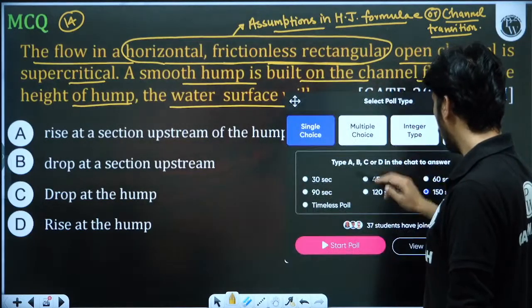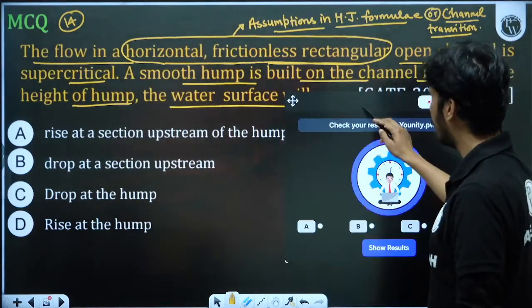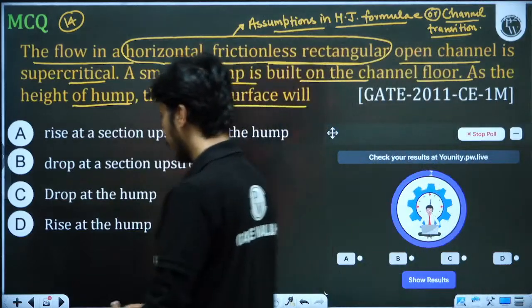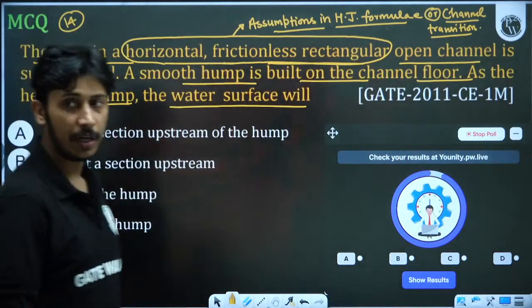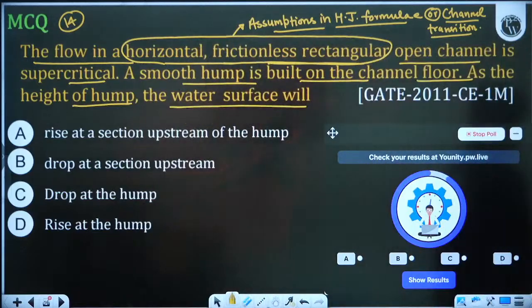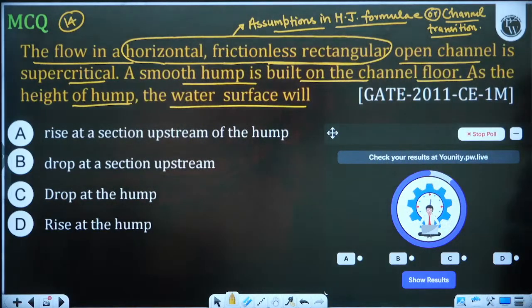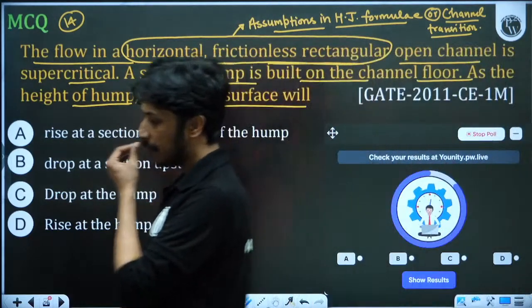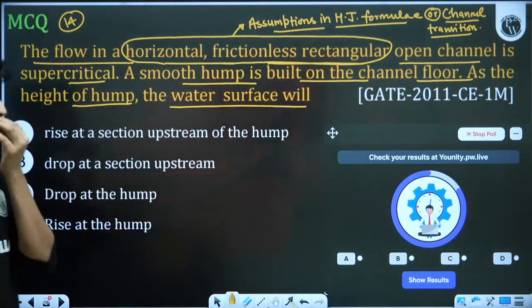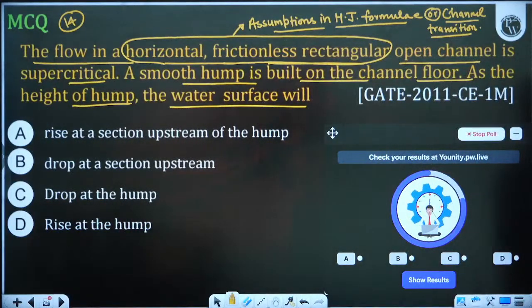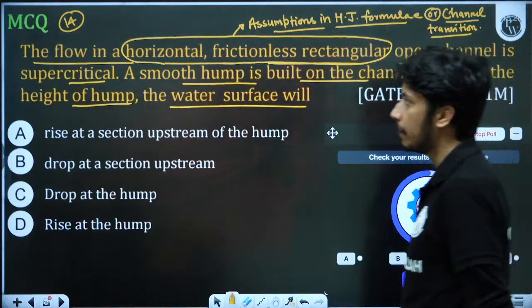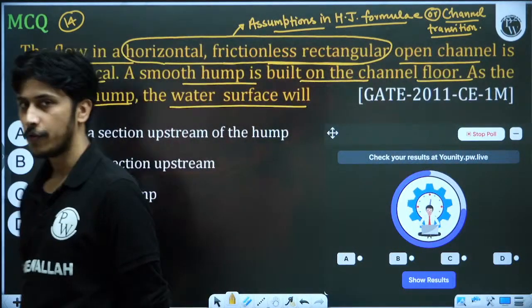So I'm creating the poll, giving you 90 seconds because this is a very basic question. You can easily solve this question. So giving you only 90 seconds for this, quickly do the solution. Because we are having the target of completing 25 questions today. Within 3 hours, we will be completing 25. If I'm giving you more than 25, then that will be bonus for you. At least we are doing 25 questions today.